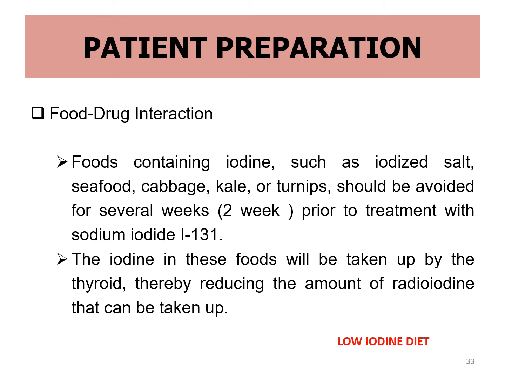In terms of patient preparation, there would be a food-drug interaction with food containing iodine, such as iodized salt, seafood, cabbage, kale, or turnips. So it should be avoided for several weeks, about 2 weeks prior to the treatment with sodium iodide 131. The iodine in this food will be taken up by the thyroid, so it will reduce the amount of radioiodine that can be taken up.